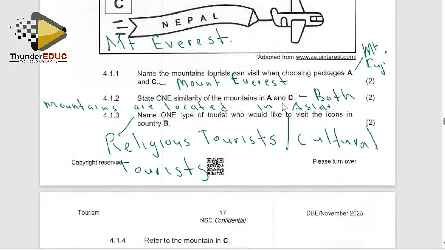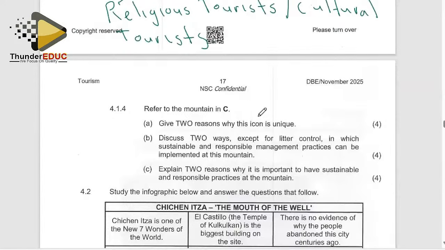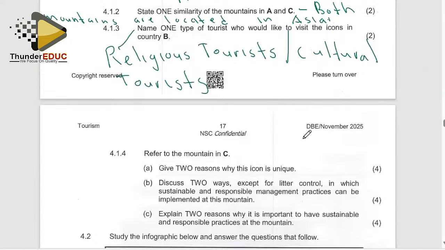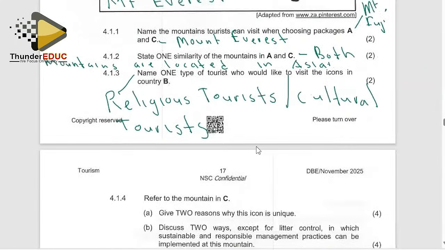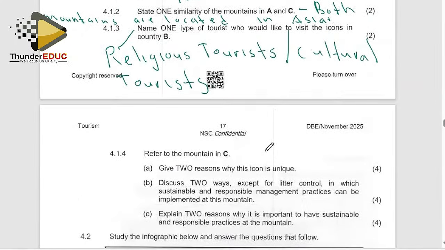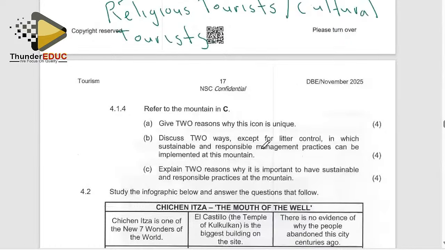All right, so that is 4.1.3. Refer to the mountain in C. Now we are on the mountain in C, which is Mount Everest. Give two reasons why it is unique, why Everest is unique.